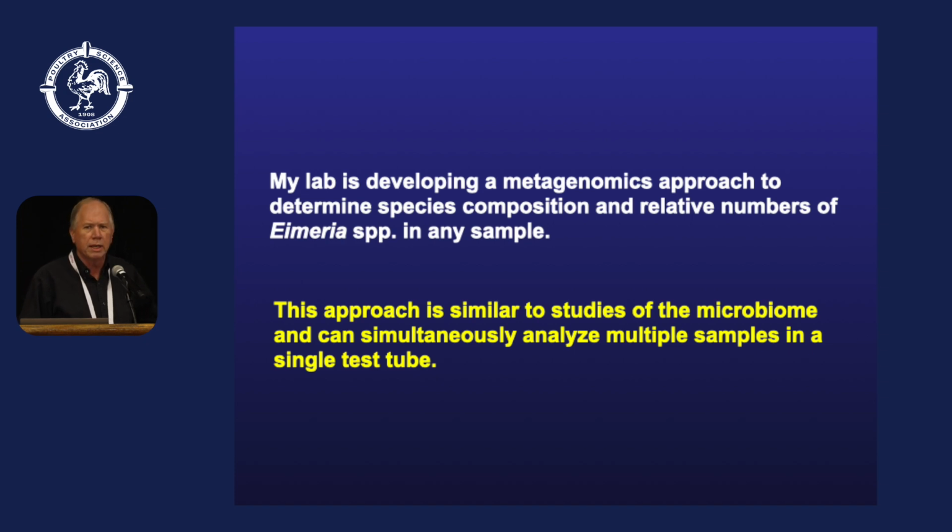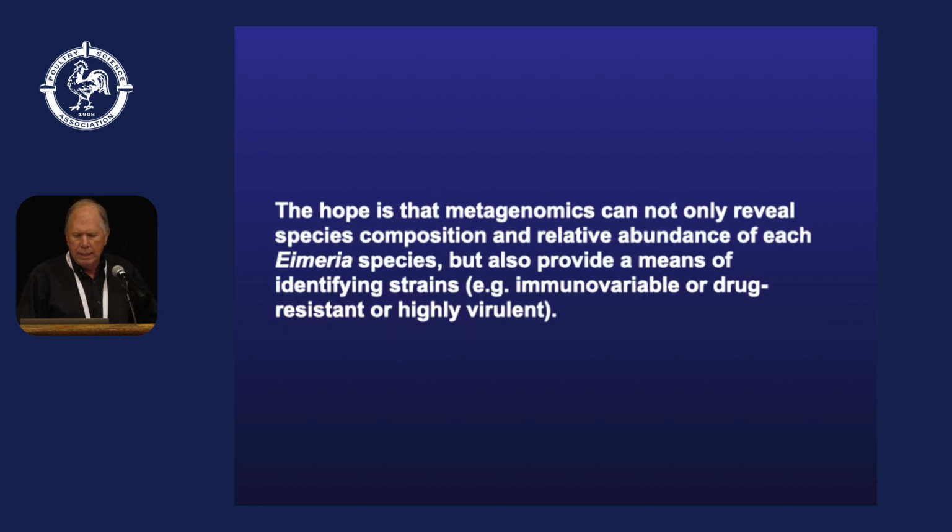And we're using the cytochrome oxidase gene, the mitochondrial sequence, to test this. The hope is that metagenomics can not only reveal species composition and relative abundance of each Eimeria species, but also provide a means of identifying strains. That is, strains that may be immunovariable or drug resistant or highly virulent.